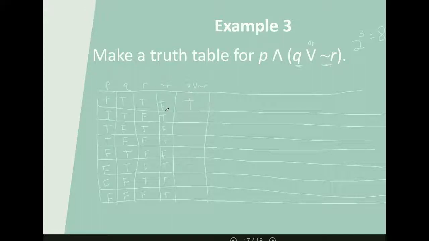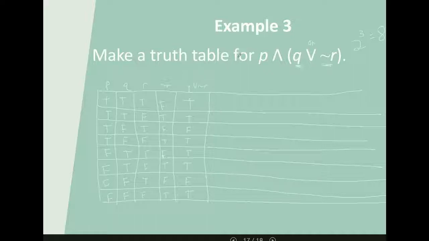True and true. False and false. Well, false and false gives us a false. We need at least one true. False and true. Well, at least one true, so there we go. True and false, so at least one true, so it's true. True and true. False and false. Well, that's a false. And then false and true. There was at least one true, so true.